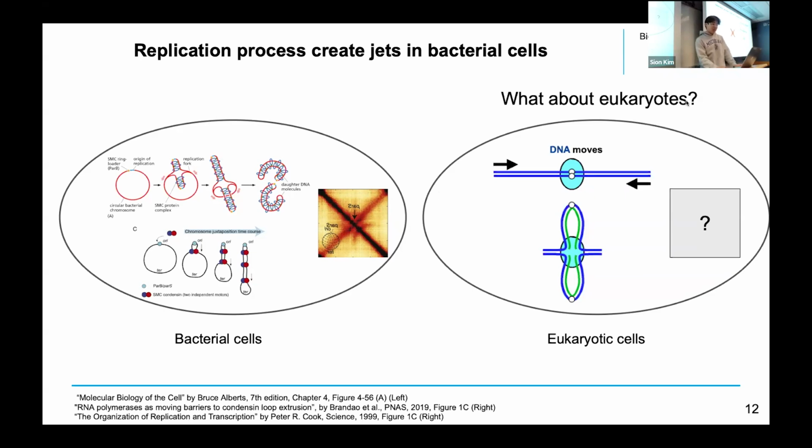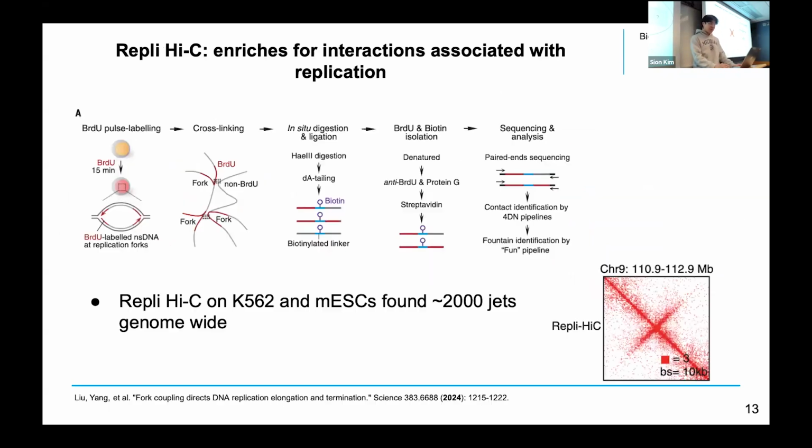But then the question is, what about eukaryotes? Is it the same? In 2024, there was a new variant of the 3C Hi-C called Repli-HiC, which basically enriches for interactions associated with replication. And they found about 2,000 jets genome-wide in human K562 and mouse embryonic stem cells.